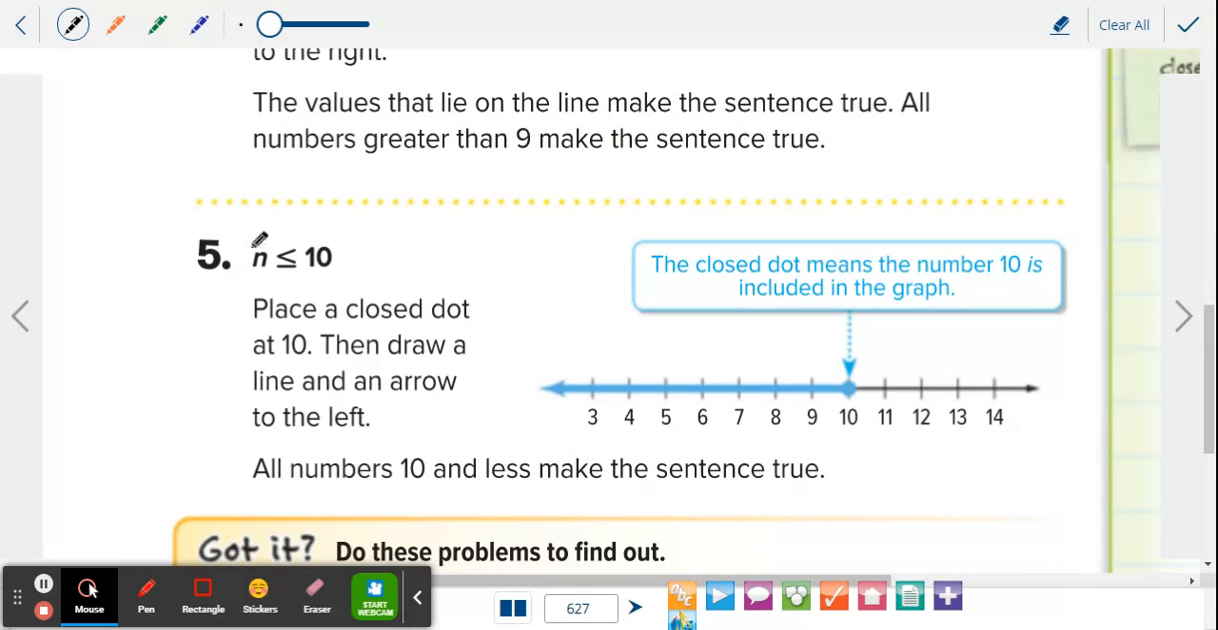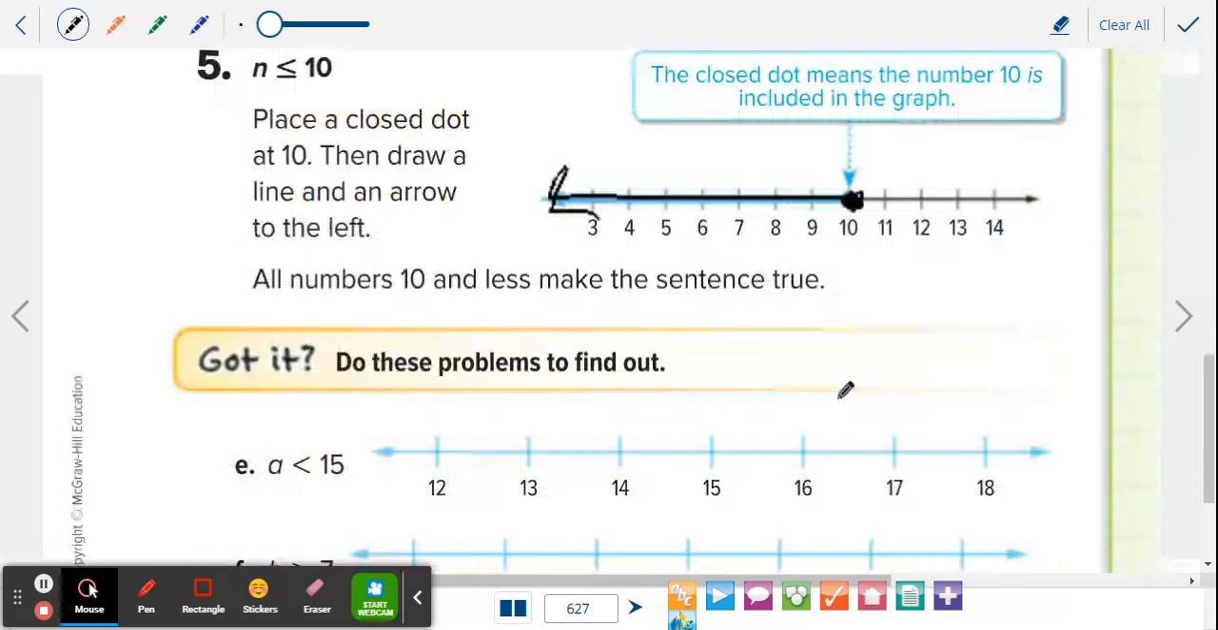Okay, the next one. n is less than or equal to 10. So in this case, it's a dot that you put on 10 because it can equal 10. And then it's less than, so we go to the left with our arrow. So I literally just go to the left and draw an arrow. That's how you graph with inequalities on a number line. It's one circle or a dot, and then an arrow going left or right every time.